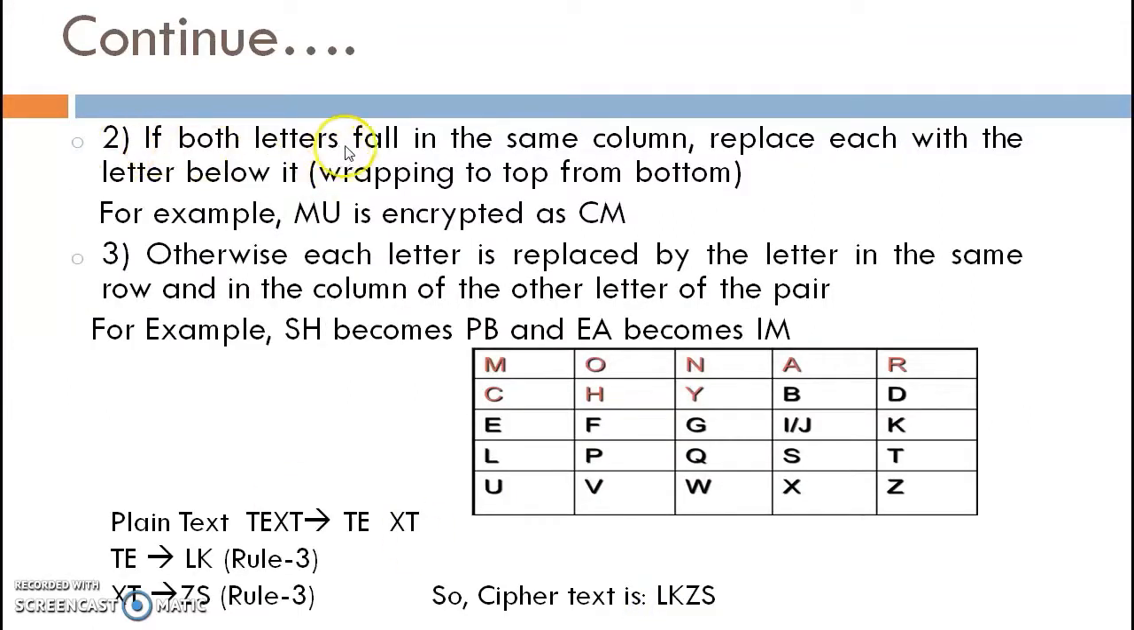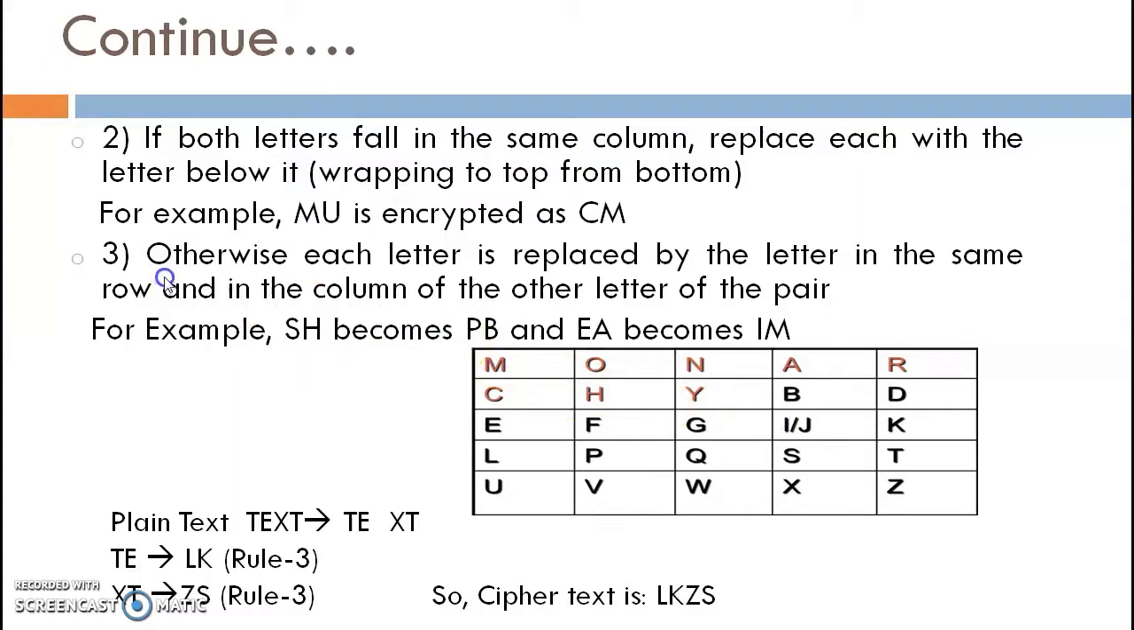Now second rule: if both letters fall in the same column, then replace each with the letter below it, and if required, wrap to the top from the bottom. For example, M and U are both in the same column, here the first column. M is replaced with the character below it, C, and U, wrapping back to the top, is replaced with M. So M and U are replaced with C and M.